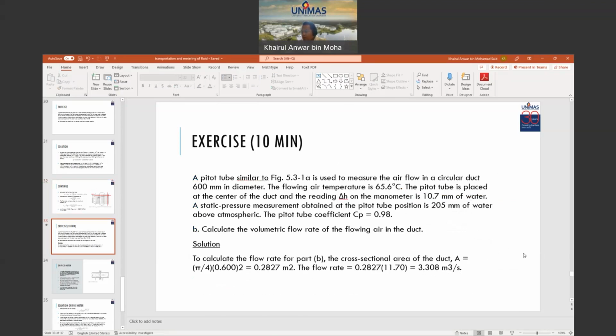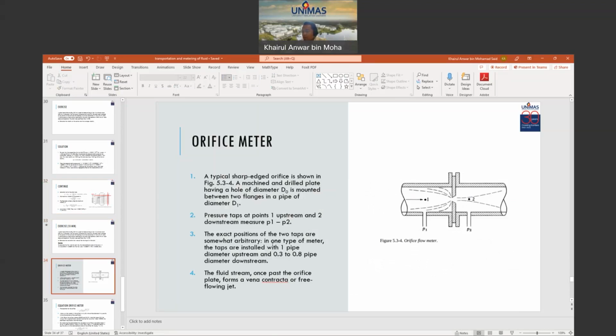Volumetric orifice meter. A typical sharp edge orifice is shown in figure 5.3-4. A machined drilled plate having a hole of diameter d naught is mounted between two flanges in a pipe of diameter d1.